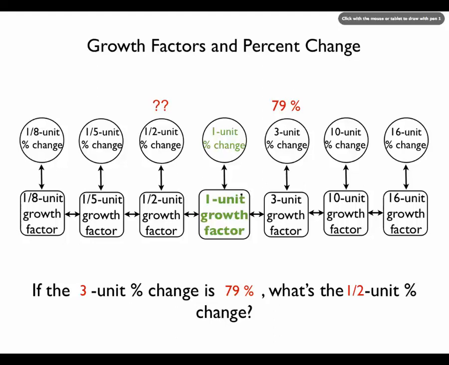See, those aren't connected, right? So there's not an easy way to get right from 3 unit percent change to 1 unit growth factor. 3 unit growth factor, right? Which is going to be what? If we have a 79% increase, what's the corresponding growth factor? Not sure? We're increasing by 79%. What are we multiplying by?